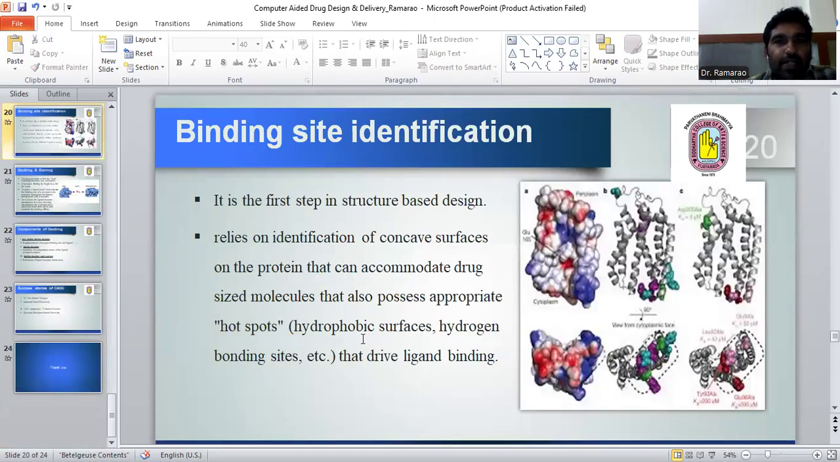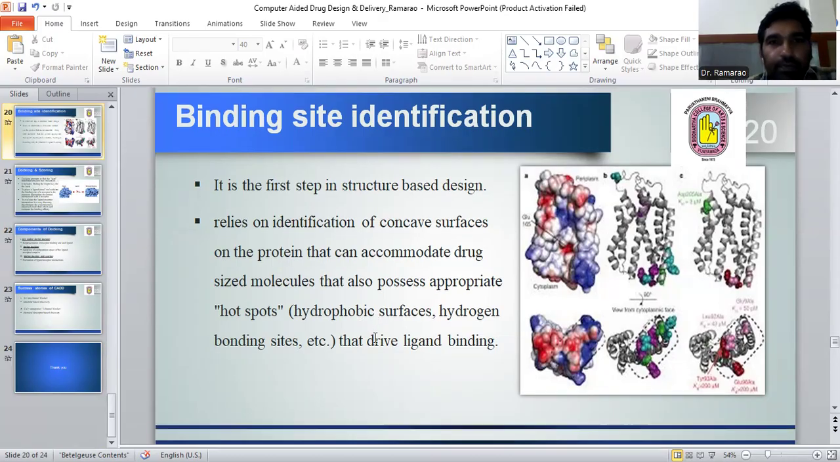Binding site identification. In structure-based drug design, binding site identification is also very important. It is the first step of structure-based drug design. It relies on the identification of concave surfaces on the protein that can accommodate drug-size molecules that also possess appropriate hotspots, meaning hydrophobic surfaces, hydrogen bonding, etc., that drive the ligand binding.